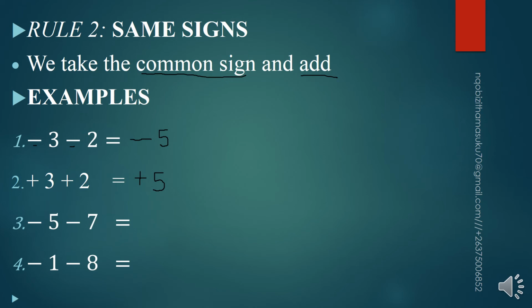The other example is -5 -7. These are same signs, so we take the common sign, which is minus. After taking the common sign, we add the two numbers: 5 plus 7 is 12. So our answer is -12. Then the last one, as usual, do it yourself. It's a DIY question.